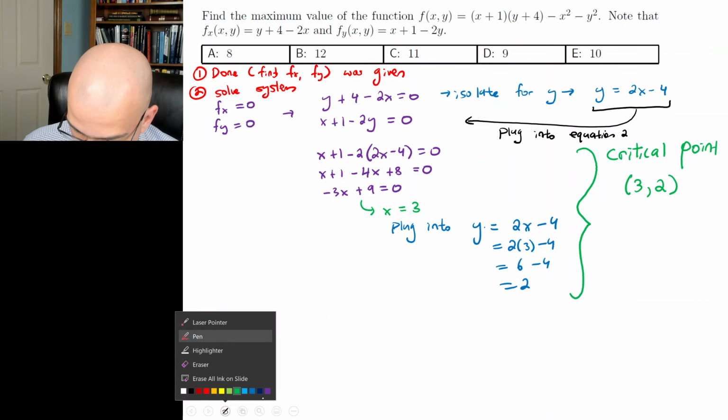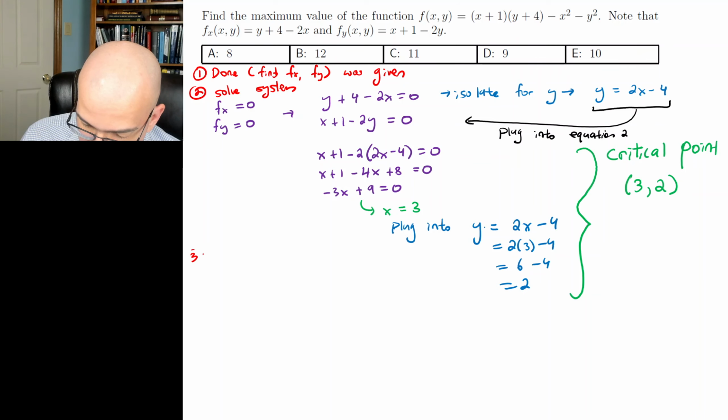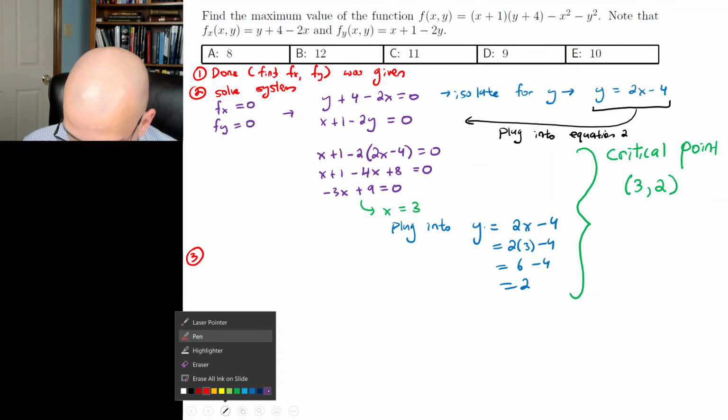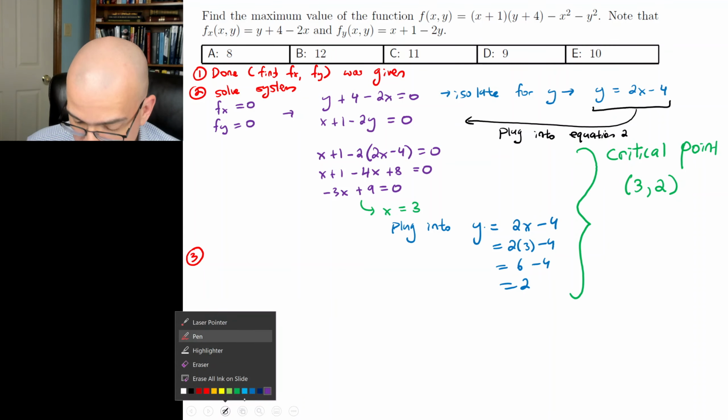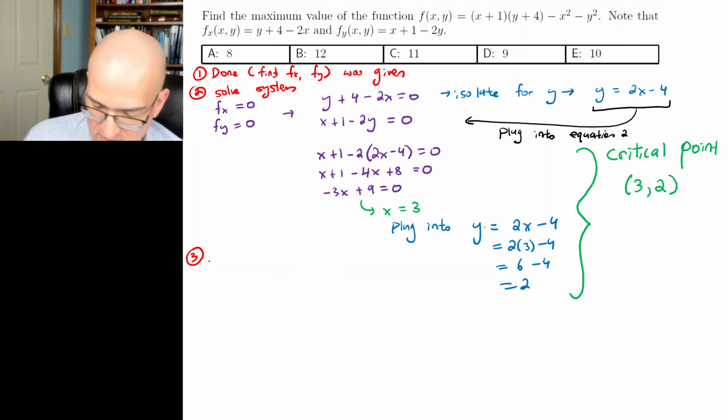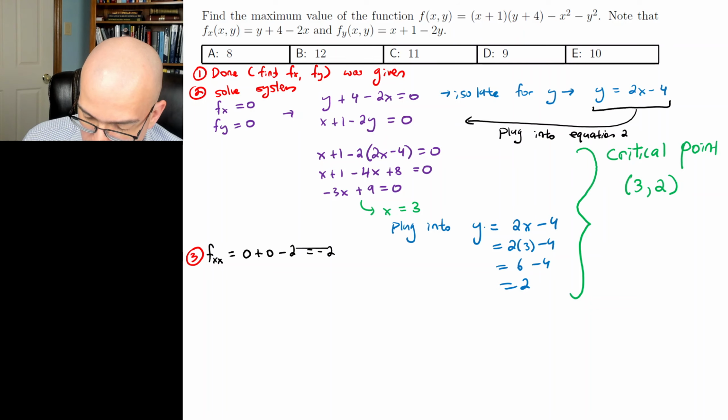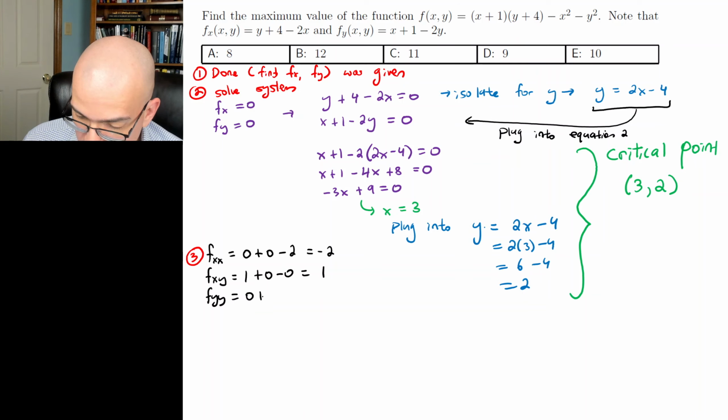Okay, step 3. We'll get the second derivatives. It's kind of silly in this example to do the entire thing because we found one critical point. It's telling us to find the max value, but I'm paranoid. f double x, the x derivative of f sub x, we get 0 plus 0 minus 2. So we get negative 2. f x y, we take the y derivative of f sub x, we get 1 plus 0 minus 0, we get 1. And f double y, we take the y derivative of f sub y, we get 0 plus 0 minus 2, so negative 2.